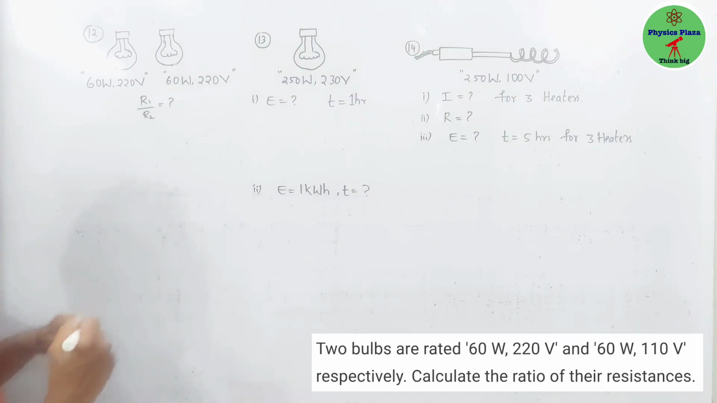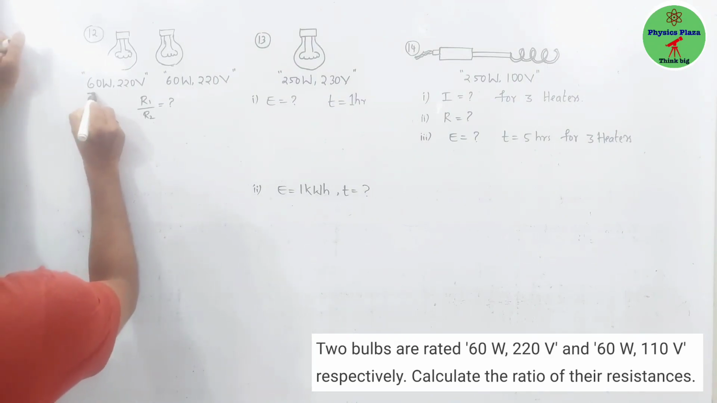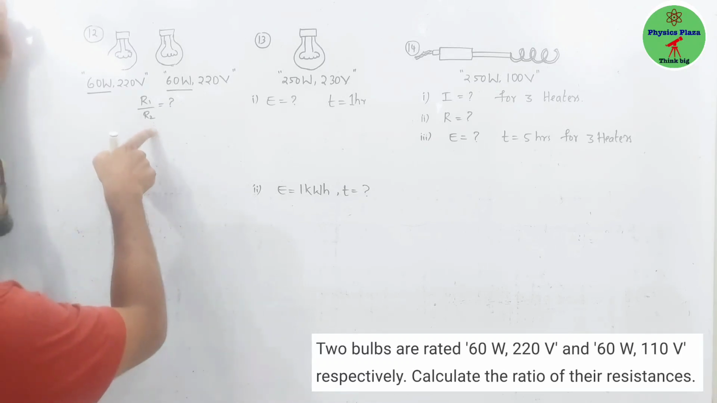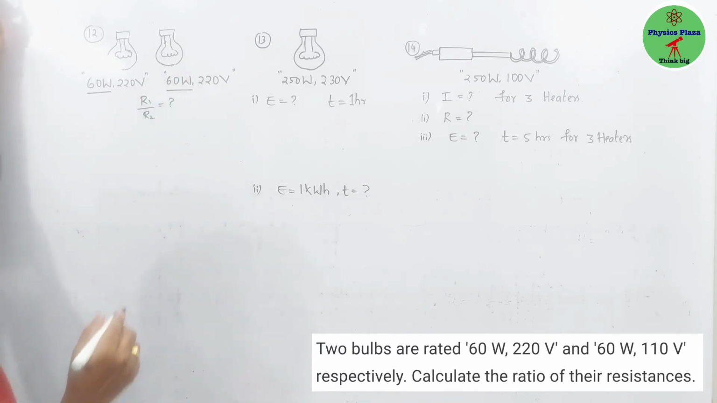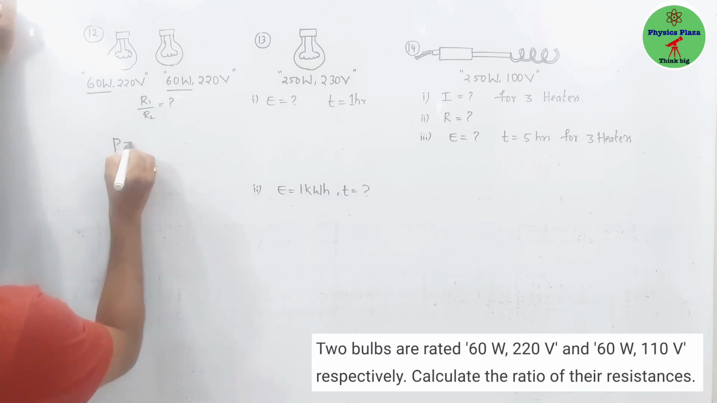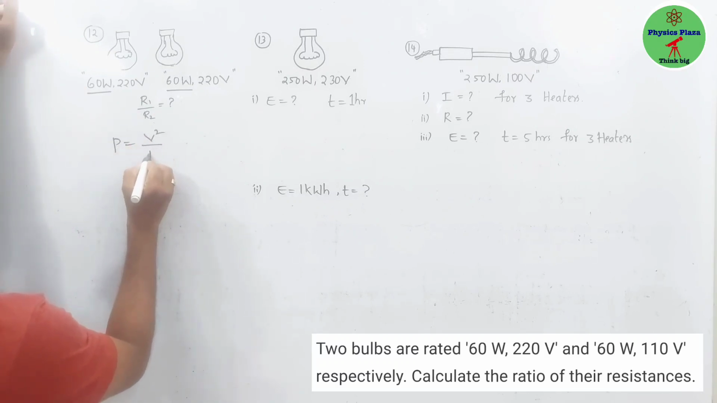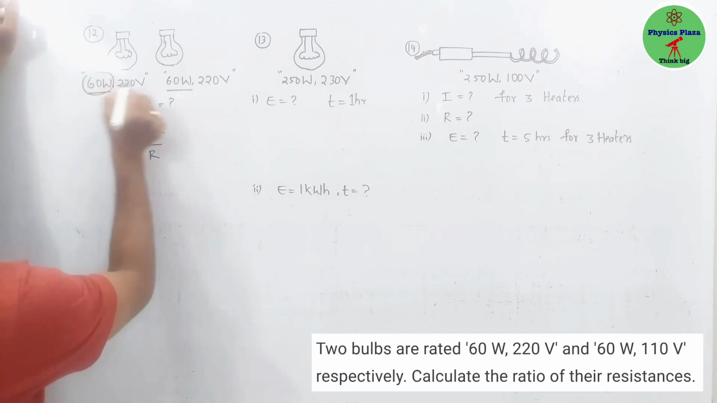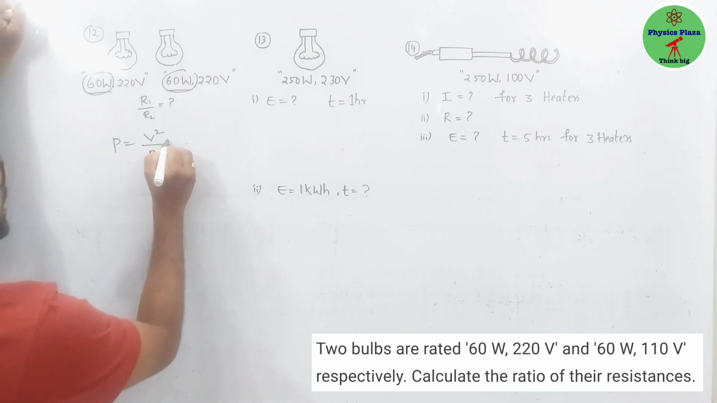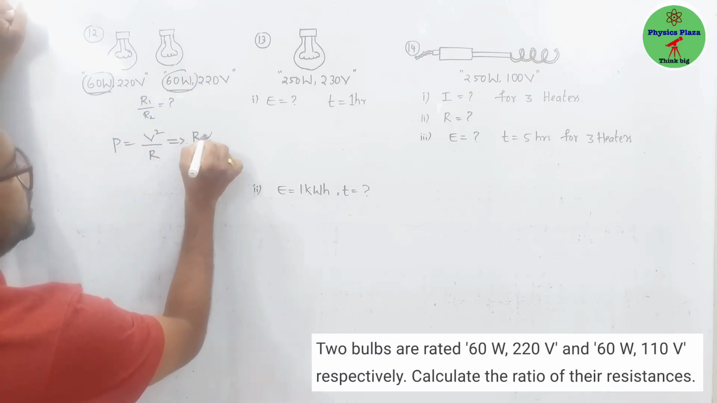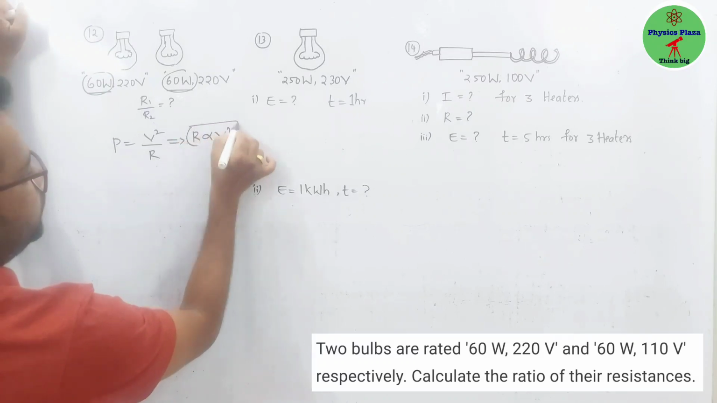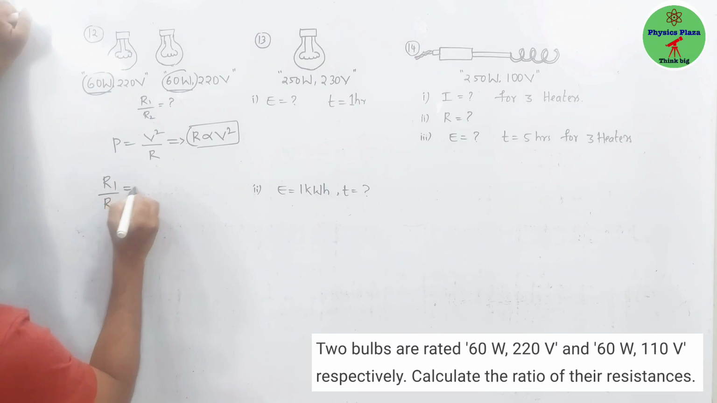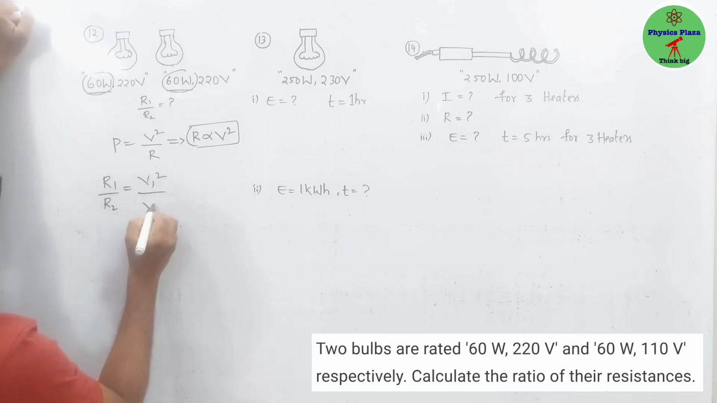Children, if you can notice here, one common thing is there. Here power is a constant. So first let us think how power, resistance and voltage are related. So we know that power is equal to V square by R. As P is a constant, in 60 watt, P is a constant. So as P is constant children, we know that R is proportional to V square. So now let us make a formula here. R1 by R2 is equal to V1 square by V2 square.